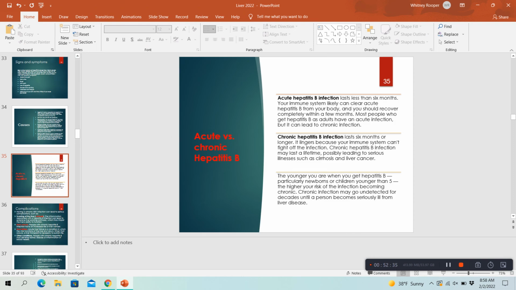All right. Usually Hep B infection lasts less than 6 months. It usually clears from the body if it's acute. You can recover completely from this. But then it can become chronic. You know the difference between acute and chronic. Acute is sudden onset, short time. Chronic is a long period of time. Usually after 6 months, it becomes chronic Hep B. This can last a lifetime and lead to cirrhosis and liver cancer.